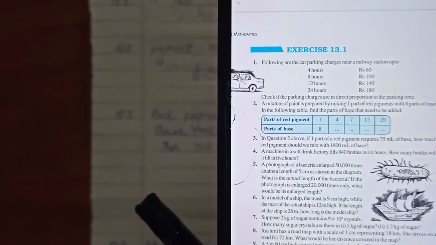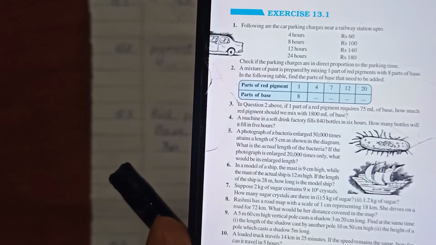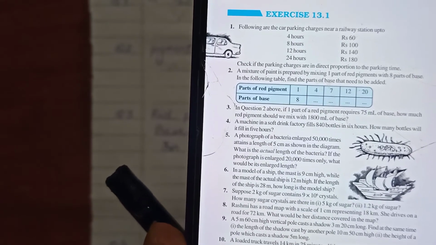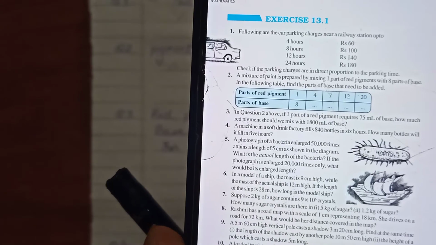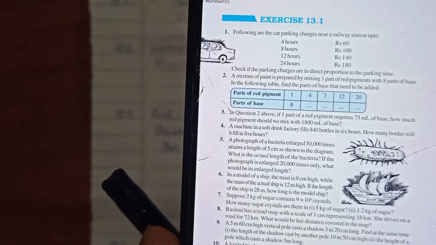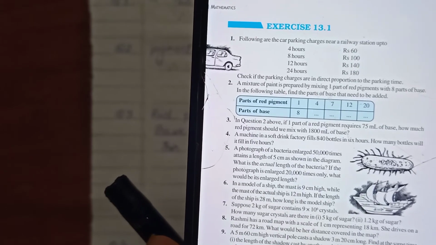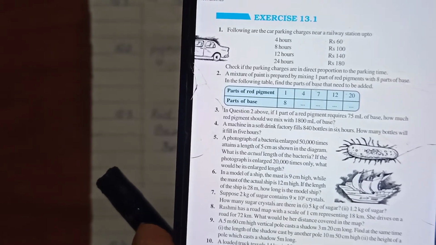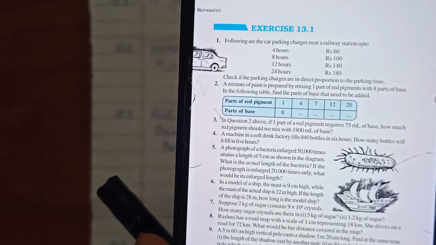We'll come to exercise 13.1, in which the first question says the following are the car parking charges for a railway station, and for 4 hours you have to pay 60, for 8 hours 100, 12 hours 114, and so forth. This data is given to you and they're asking if these parking charges are supposed to be in direct proportion or not.